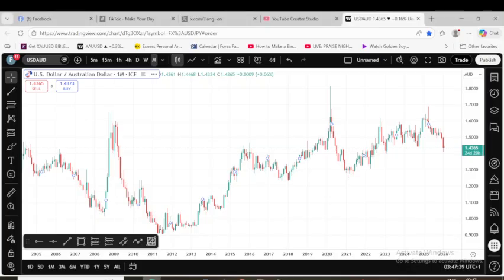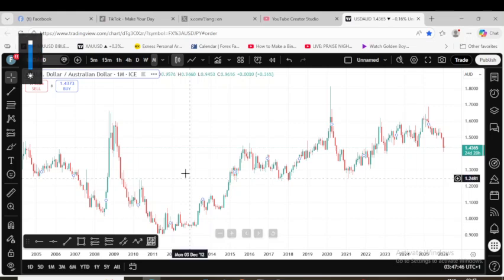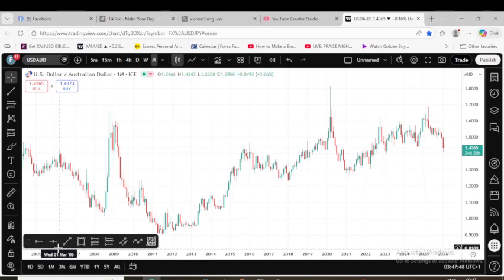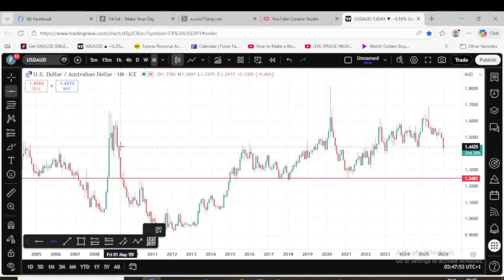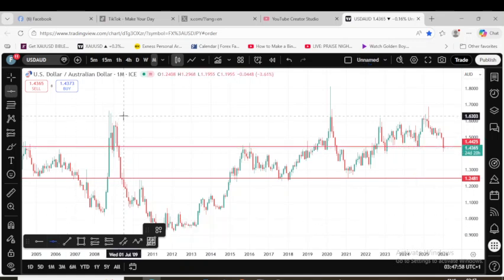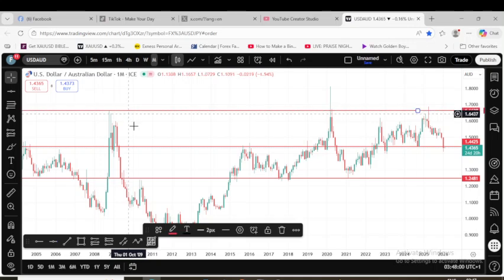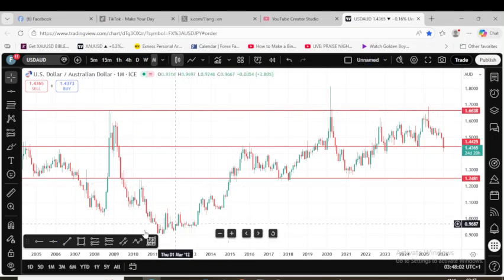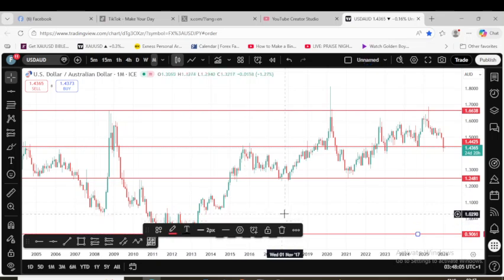Good morning, everyone. Today we're going to be doing top to bottom analysis on Australian dollars, US dollars. And as usual, we'll start by identifying our zones. Our zones are, in essence, higher time frame support and resistance levels.